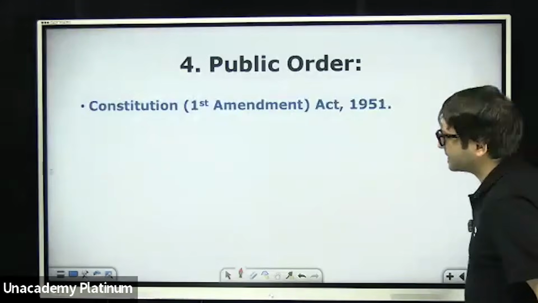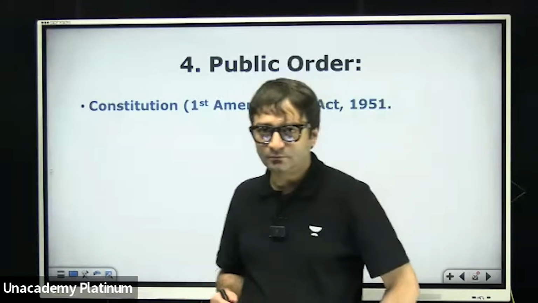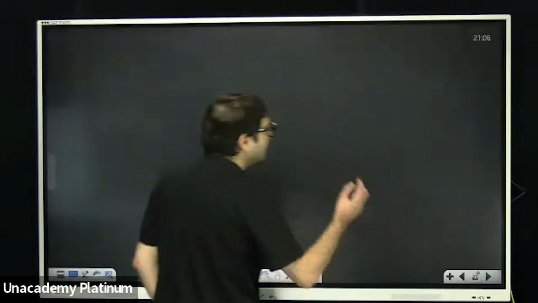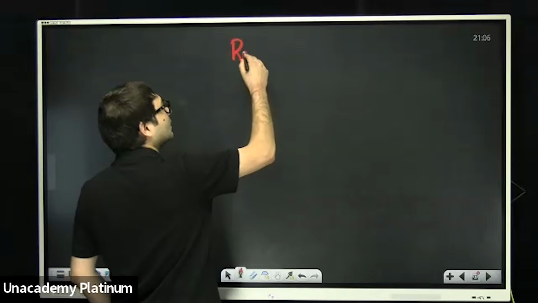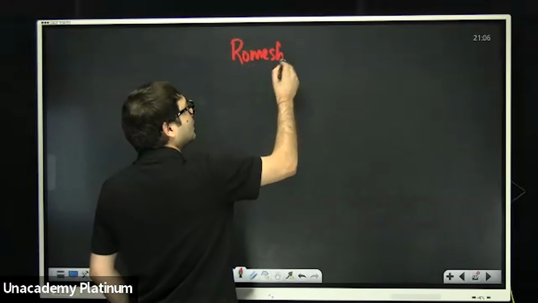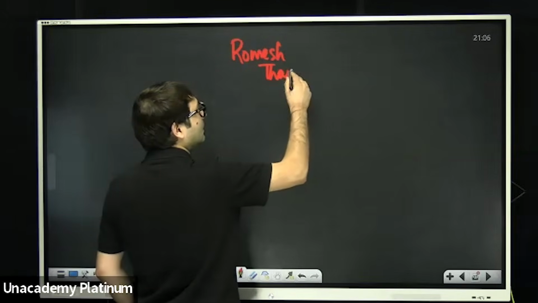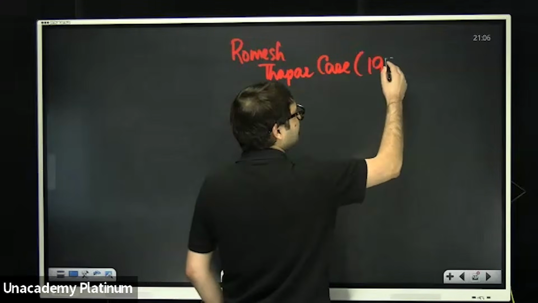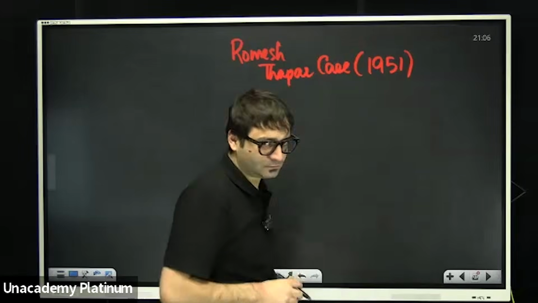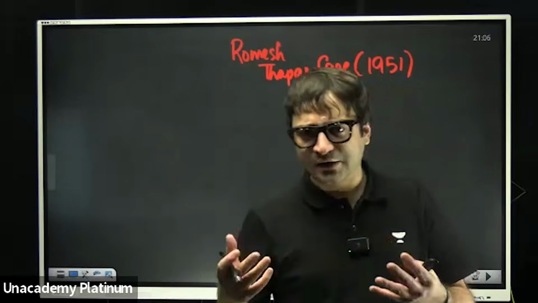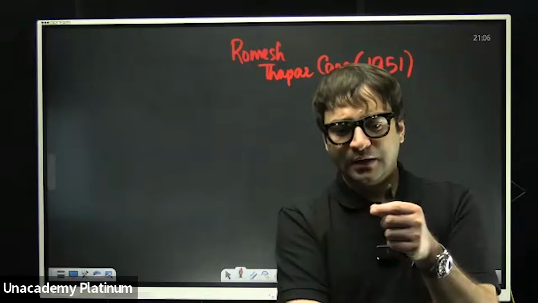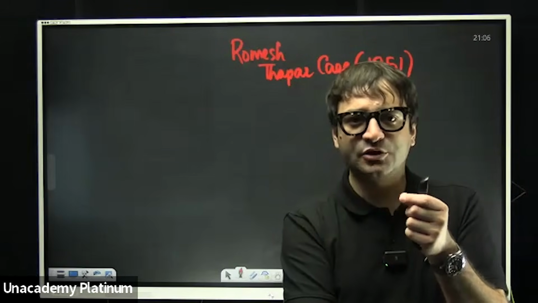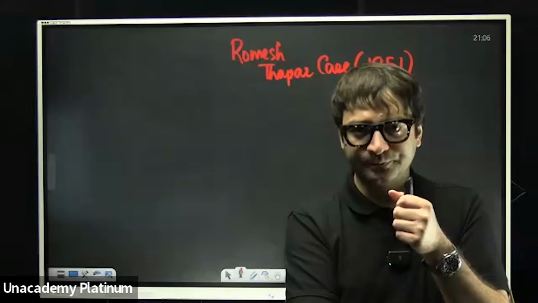Fourth reasonable restriction is public order. And what is this public order? Romesh Thapar was a communist, of leftist ideology.